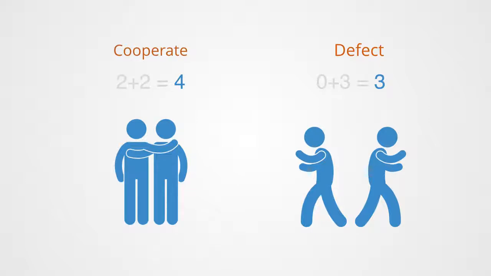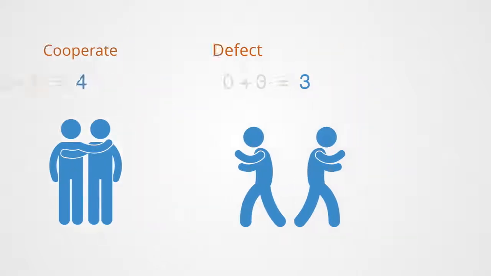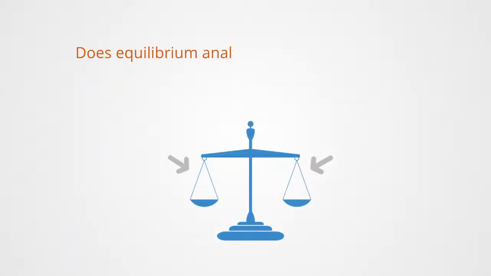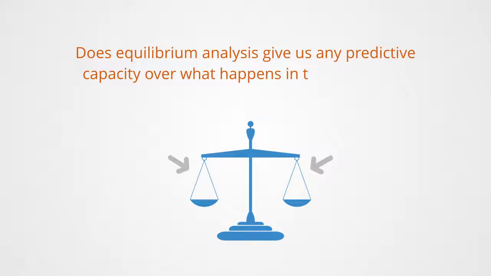However, each player could improve their own situation by breaking that mutual cooperation, no matter how the other player changes their position. The central aim of non-cooperative game theory, then, is in trying to predict people's actions within a game by finding the Nash equilibrium and assuming they will play that because this is their best option given the structure of the game. It is then legitimate for us to ask, does equilibrium analysis give us any predictive capacity over what happens in the real world?